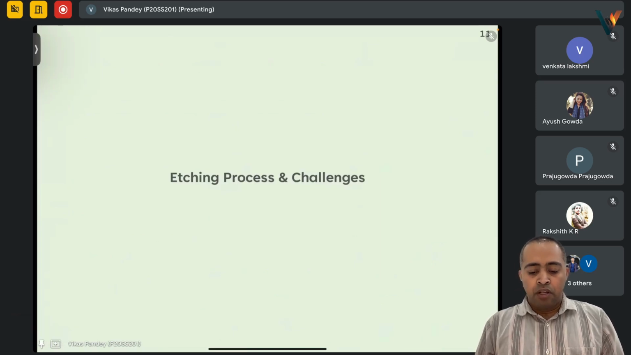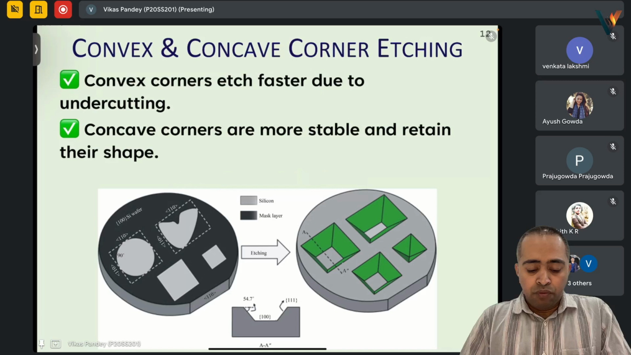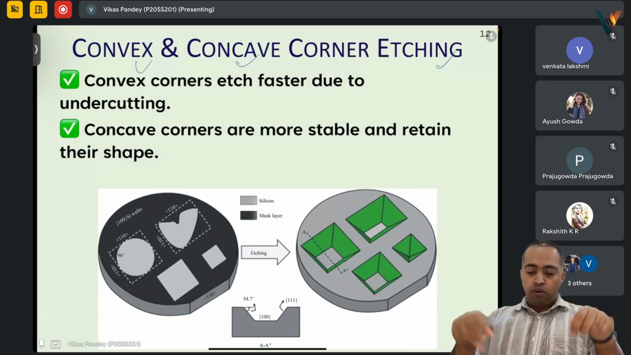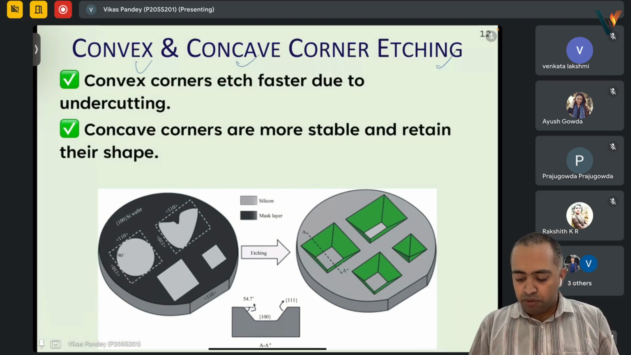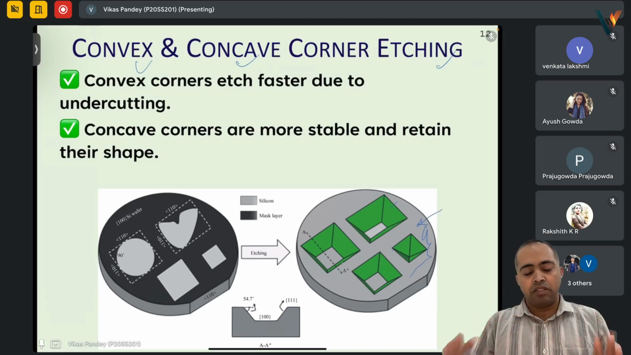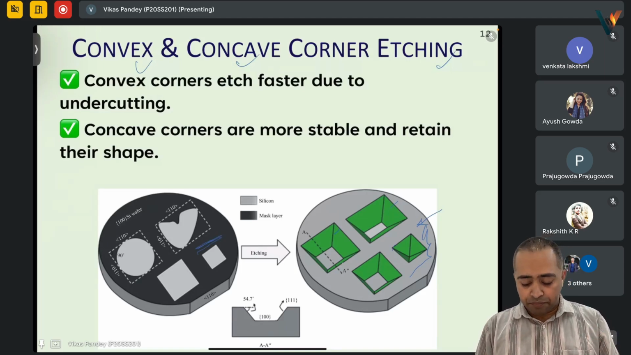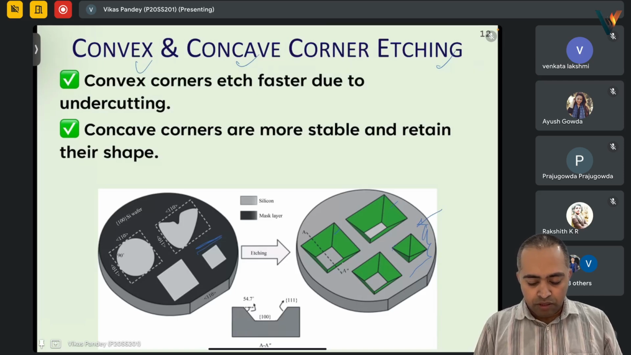One thing is convex and concave corner etching. Consider the corners that we are making from the mask. Suppose you see this one, this is the covered region, and this area is what has to be etched out. So we start with this mask layer, and this is the 110 direction, and the top surface is 100.